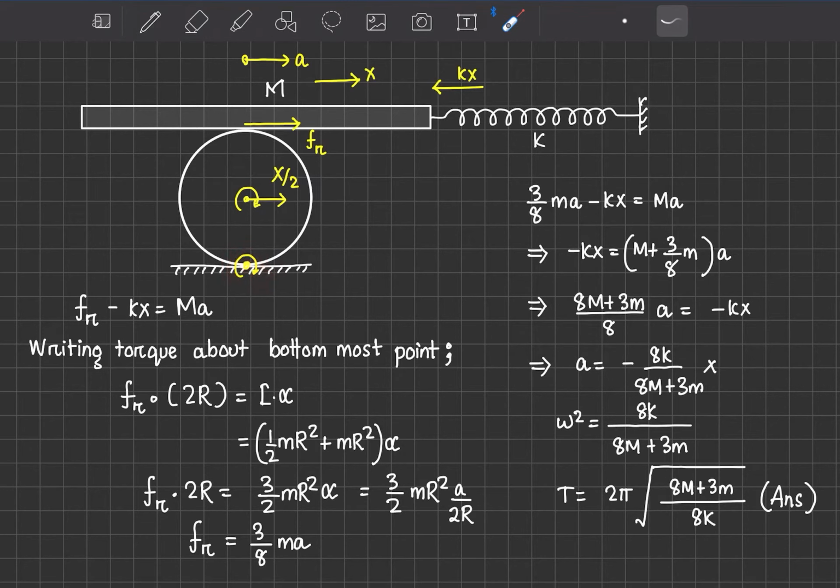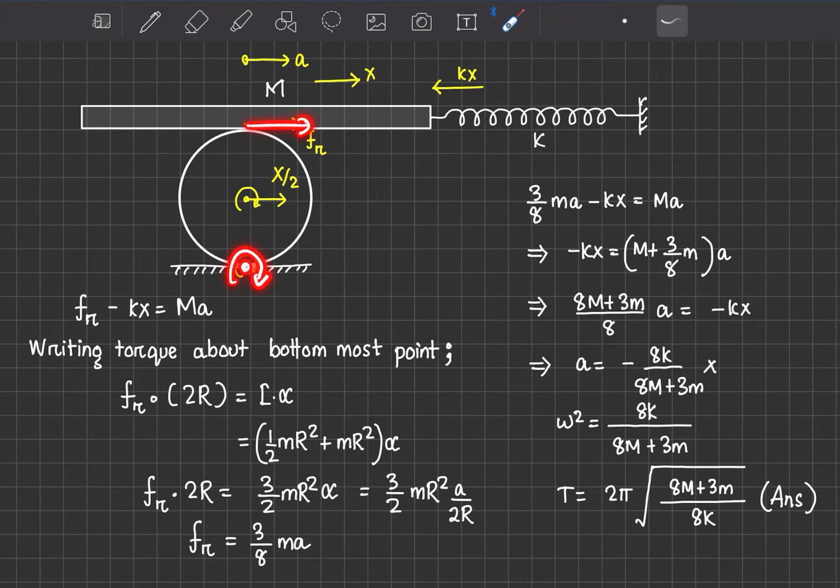Why the bottommost point? Why not the center? Because there might be friction here. So if we want to write the torque equation about the center, then there will be two forces coming into account, one force here, one force here, and this will be an unknown which we do not want to mess with right now. We don't want to increase the number of unknowns in our question, right? So I am writing the torque about the lowest point.